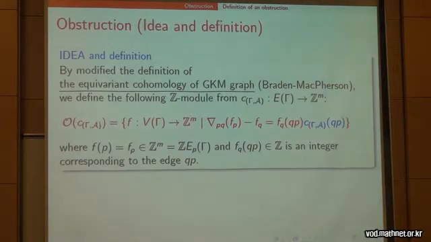Okay. And let's define the obstructions. Now, obstruction. The idea to define the obstruction is a modification of the definition of the equivariant cohomology of the GKM graph. Actually, this was defined by Brady and MacPherson. I will omit details about this, but by using their ideas, we can define the T-module as follows from C_{Gamma_A}.